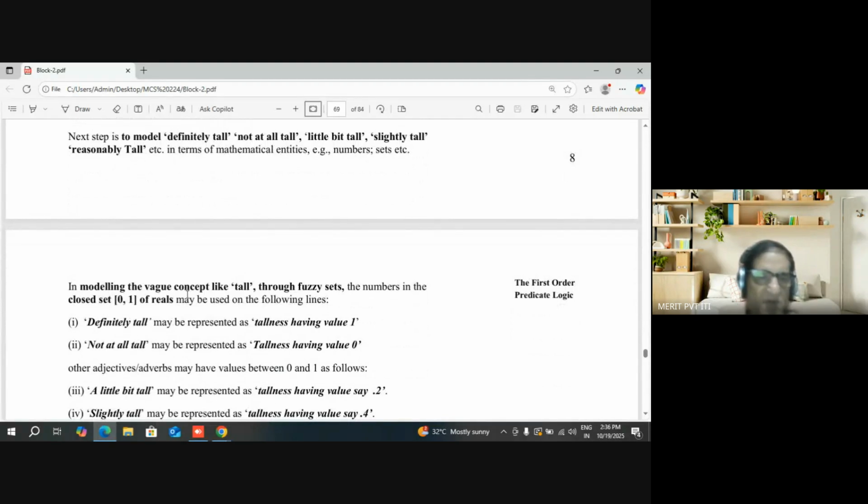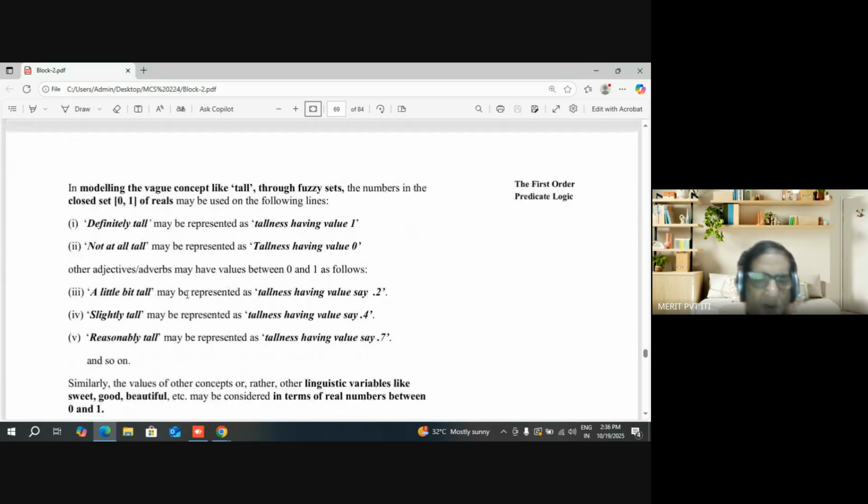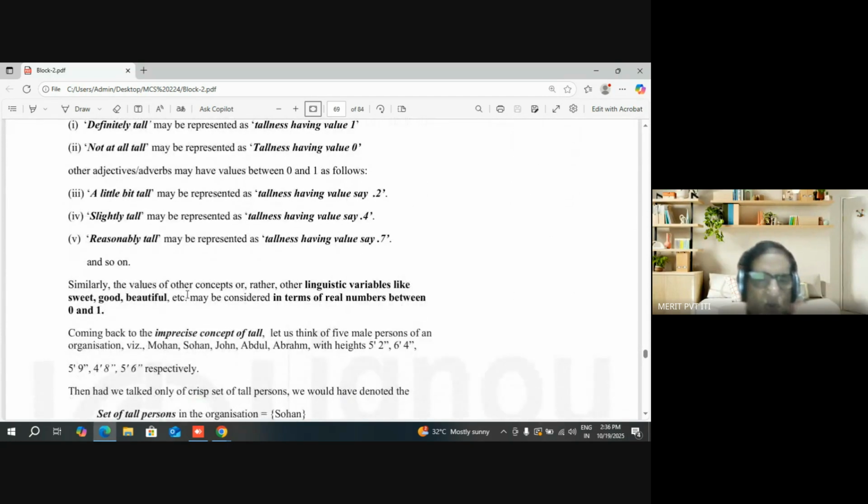So there is a scale between 0 and 1. Definitely tall may be represented by tallness having value 1. Not at all tall may be represented by tallness having value 0. A little bit tall may be represented by 0.2. Slightly tall may be represented by 0.4 and 0.7 and so on.